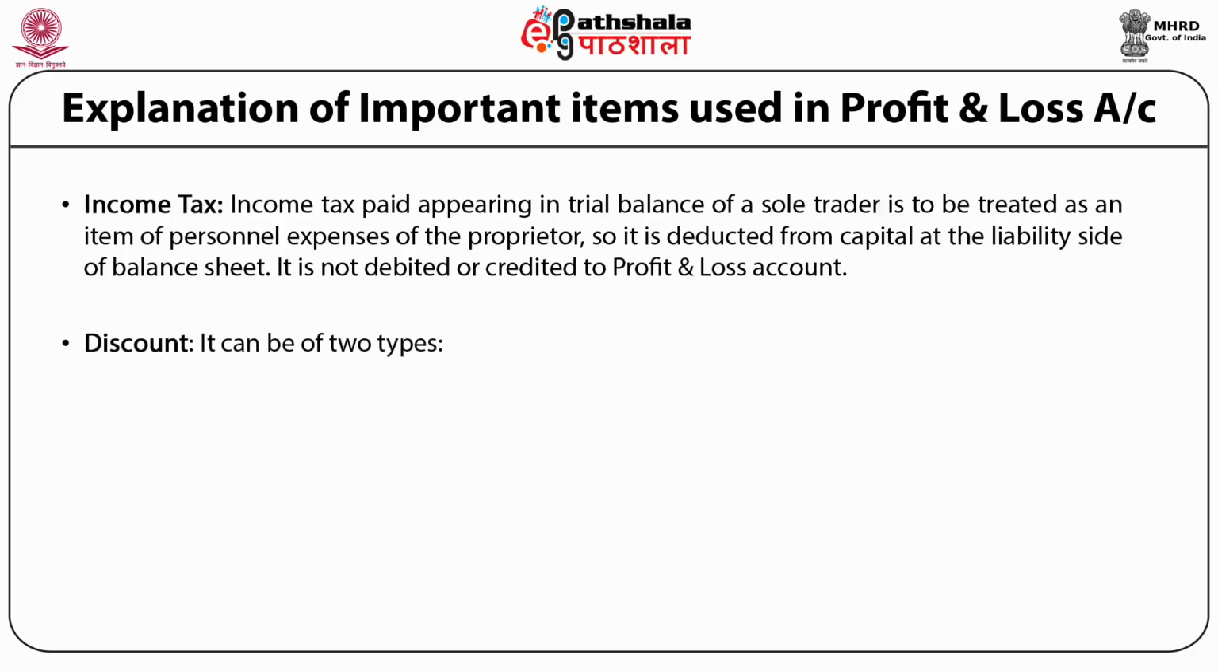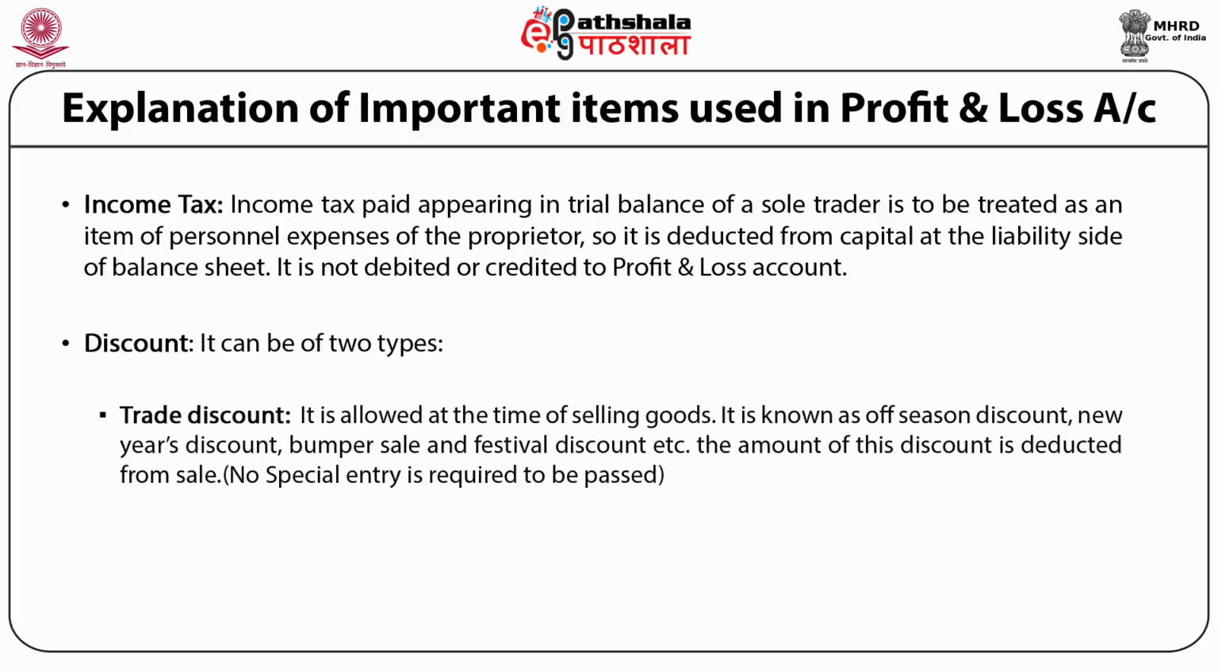Now, discount. Discount can be of two types. One is trade discount and the second is cash discount. Trade discount is allowed at the time of selling goods. It is also known as off-season discount, New Year's discount, bumper sale festival discount. The amount of this discount is deducted from sale and no separate entry is required to be passed for this type of discount.